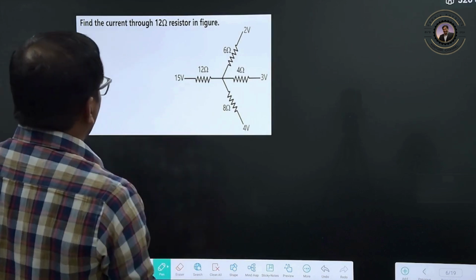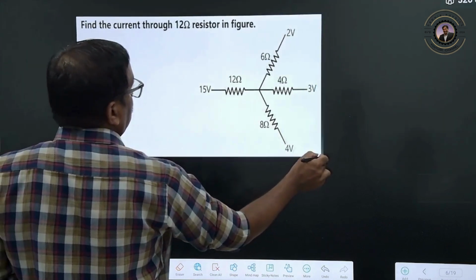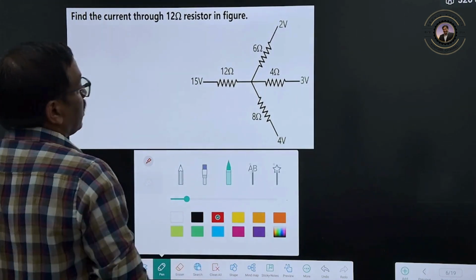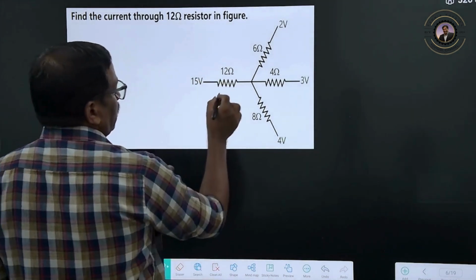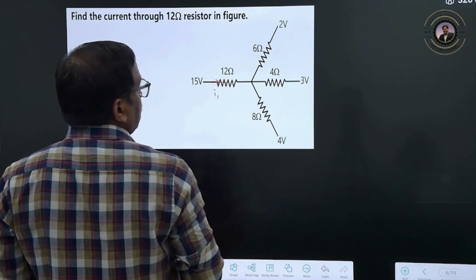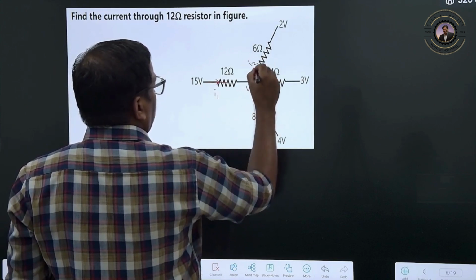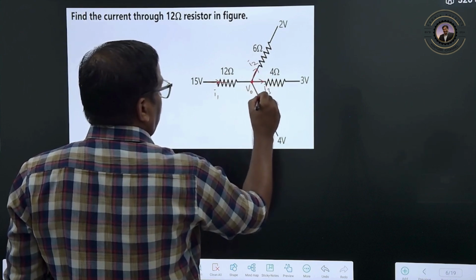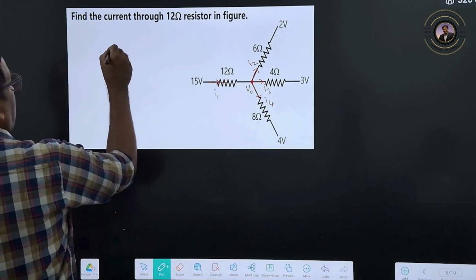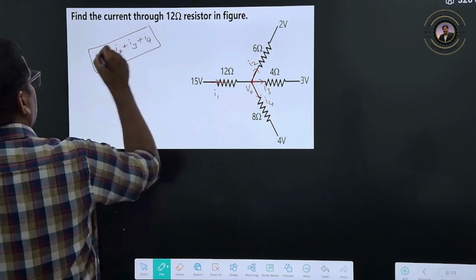Find the current through the 12 ohm resistor now, right? So he is asking the current through the 12 ohm. Now here about 15 volts, therefore here 2 volts, 3 volts, 4 volts, therefore definitely higher voltage. Suppose I1 is the current. So this is one junction here. Junction potential. From here I2 current will flow, I3 current will flow, I4 current will flow, because these potentials are lesser than this one. I can rewrite it as I1 is equal to I2 plus I3 plus I4, clear?